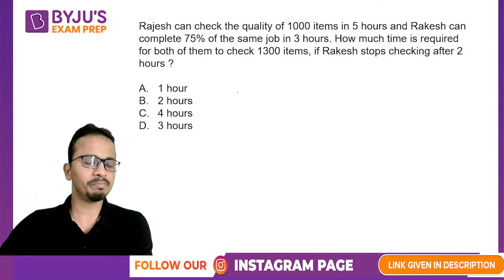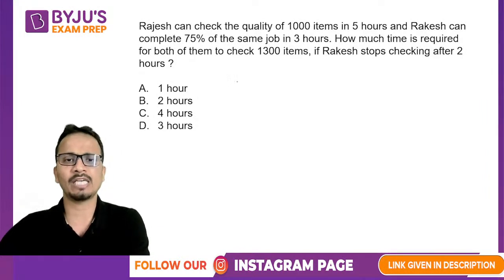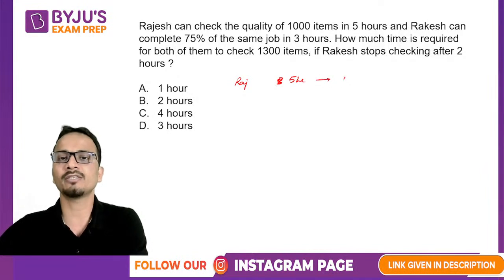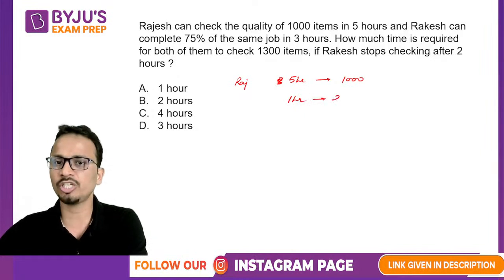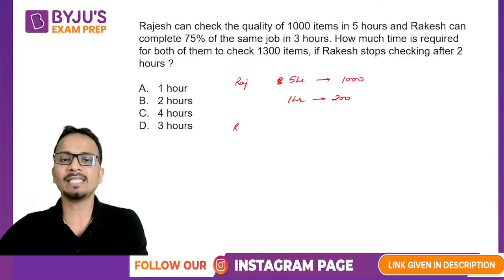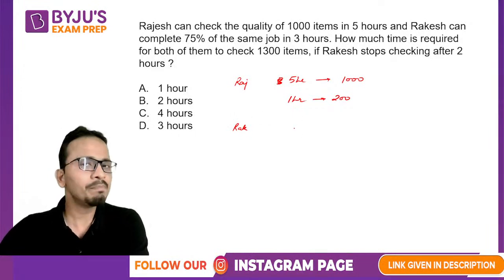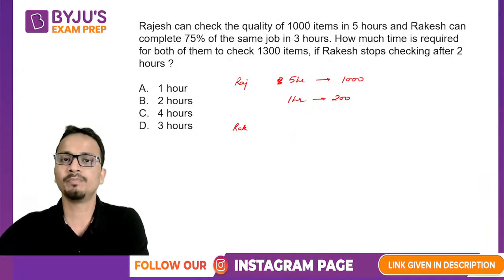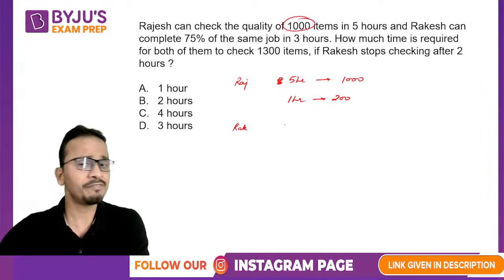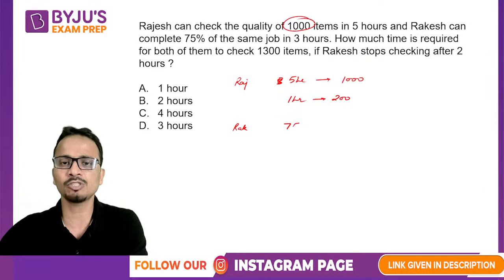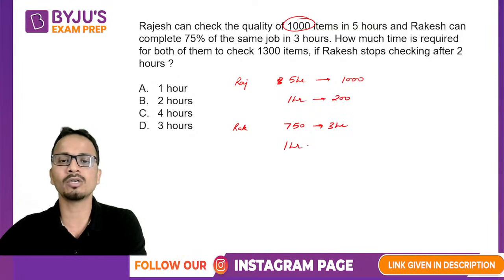Okay, so till the time you people are solving it, typing your answers, I must start. So first of all, I'll talk about Rajesh. Rajesh in 5 hours can check quality of 1000 items. So I can say that in 1 hour, Rajesh can check 200 items. Now at the same time, Rakesh can complete 75% of the same job. Earlier it was 1000 items, 75% of 1000 will be 750 items. So 750 items he can check in 3 hours. So 1 hour work of Rakesh will be 250 items.